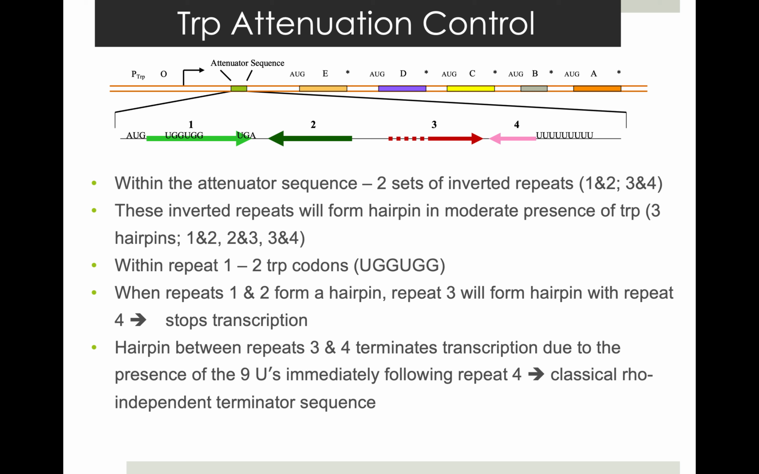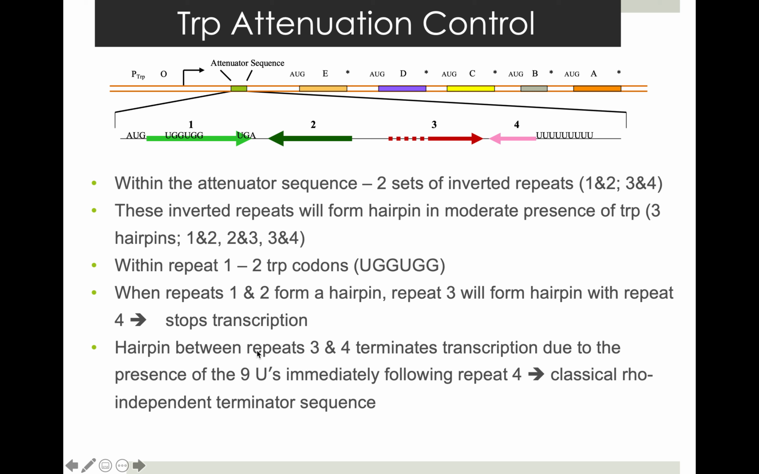There is the possibility of three hairpins, a bit like algebra: 1 and 2, 2 and 3, and 3 and 4, all possible scenarios. Within repeat 1, there is the sequence UGG UGG, two repeats. When repeats 1 and 2 form a hairpin, repeat 3 will form a hairpin with repeat 4, and this will immediately stop the transcription.